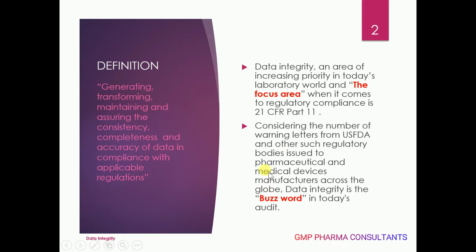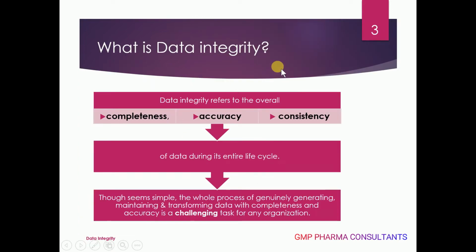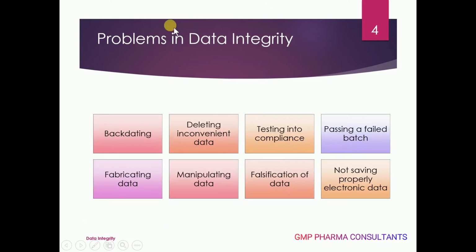And as we can see here, data integrity became a buzzword in today's audit. What is data integrity? It refers to the overall completeness, accuracy, and consistency of data during its entire life cycle. Though it seems simple, the whole process of genuinely generating, maintaining, and transforming data with completeness and accuracy is a challenging task for any organization. Problems in data integrity: backdating, deleting inconvenient data, testing into compliance, passing a failed batch, fabricating data, manipulating data, falsification of data, not saving properly the electronic data. These are the main problems when it comes to data integrity.